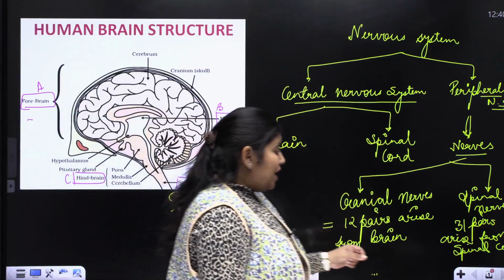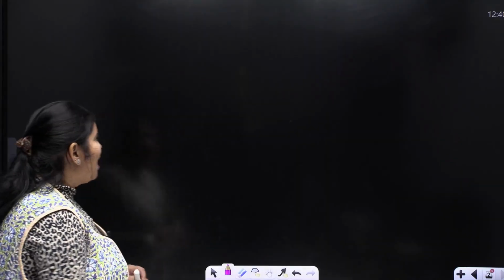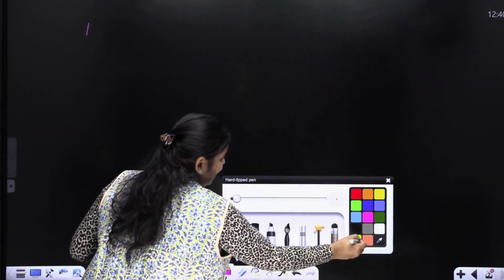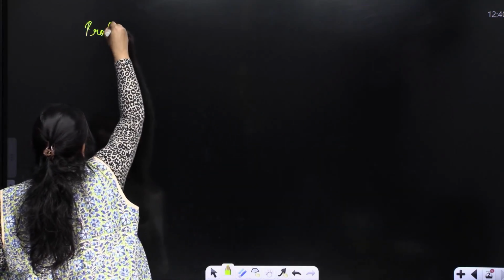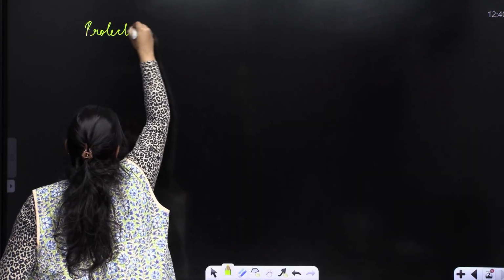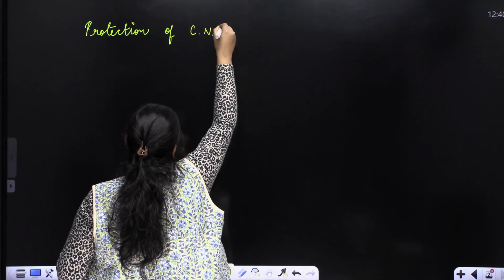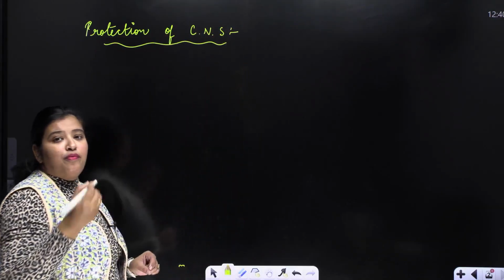Now, the brain and spinal cord are very, very delicate organs, so they need some level of protection. So first let us have a look at how the brain and the spinal cord are protected. Protection of the central nervous system. How is the central nervous system protected?